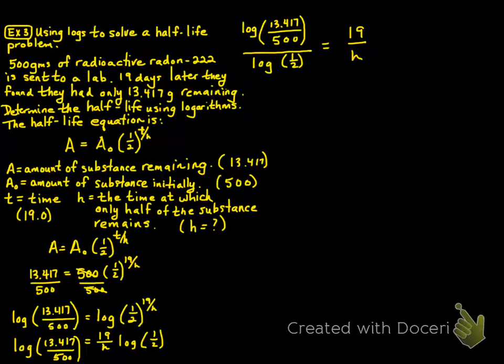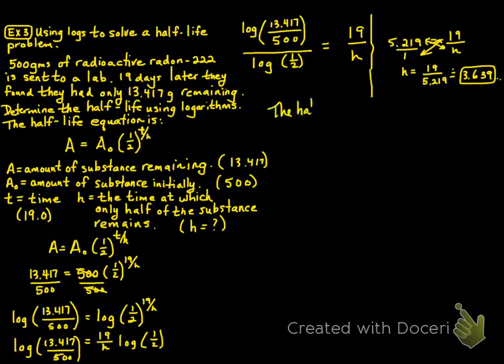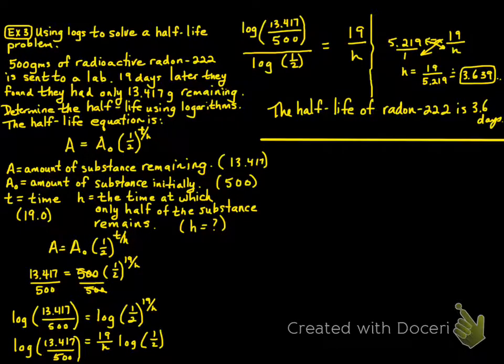If you divide both sides by the log of 1/2, you're going to end up with 19 over h. At this point, you can cross multiply or simplify first and then cross multiply, and you're going to end up with h being 19 divided by 5.219, or 3.639. This tells us that the half-life of radon 222 is 3.6 days.